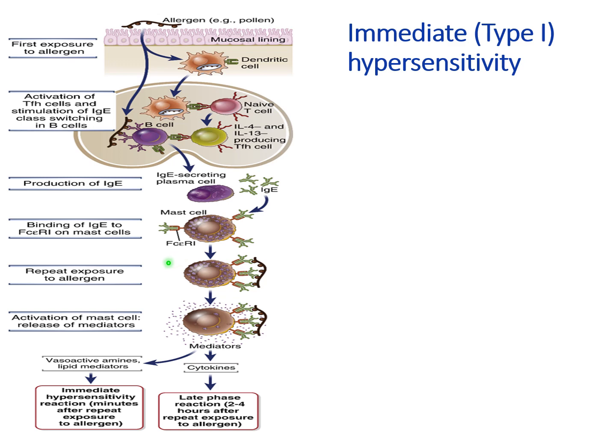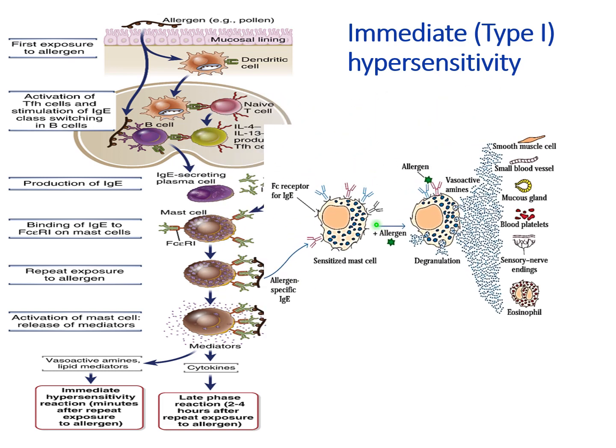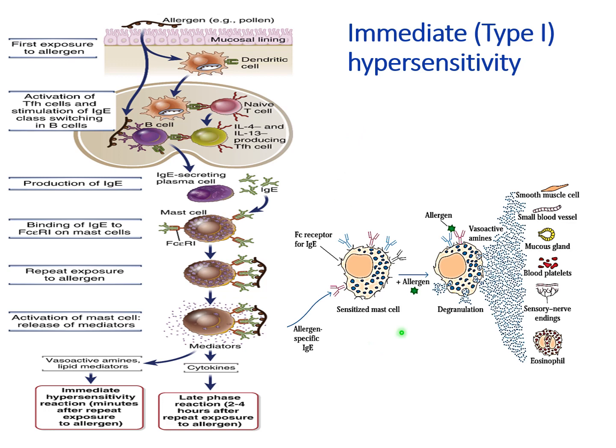Now on subsequent exposure, there is cross-linking of the bound IgE, triggering the release of mediators from the mast cells. Now these are vasoactive amines, and this may cause smooth muscle contraction, increased vascular permeability, vasodilation, and platelet aggregation and degranulation.